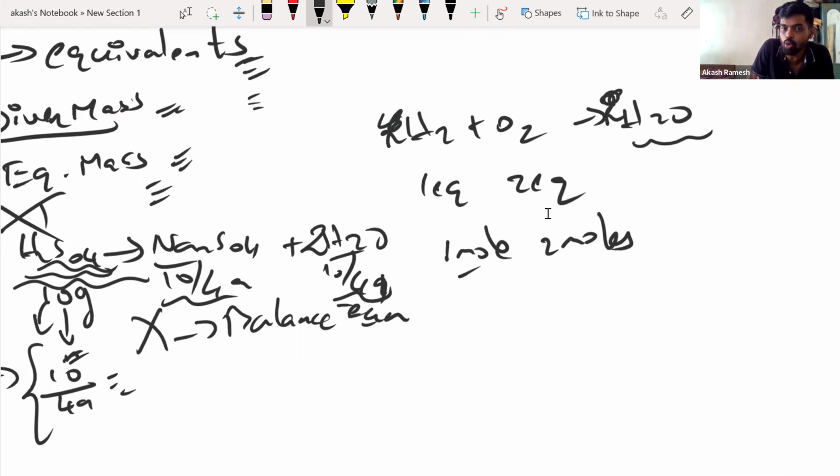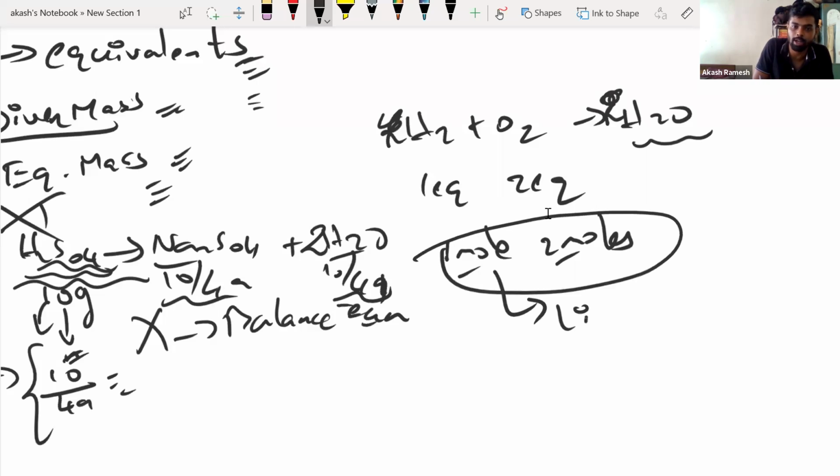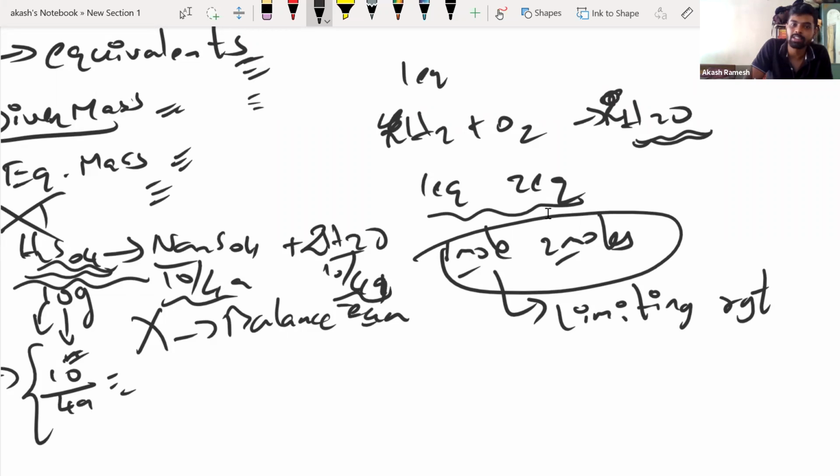Hope you all remember, if two pieces of information are given to you, you have to find out which is the limiting reagent and which is the excess reagent, and only then can we speak about the product. For this also we need to find which is the excess and limiting, but I told you, if this is one equivalent, the requirement of this will also be one equivalent, and the number of equivalents of H2O formed will also be one equivalent. So whichever is higher will be the excess reagent. In this case, 2 equivalents is higher, so O2 will be the excess reagent.